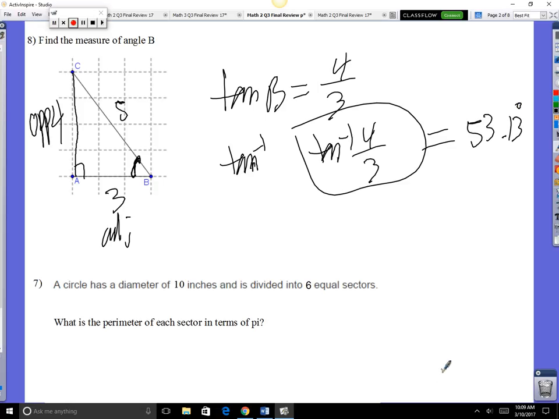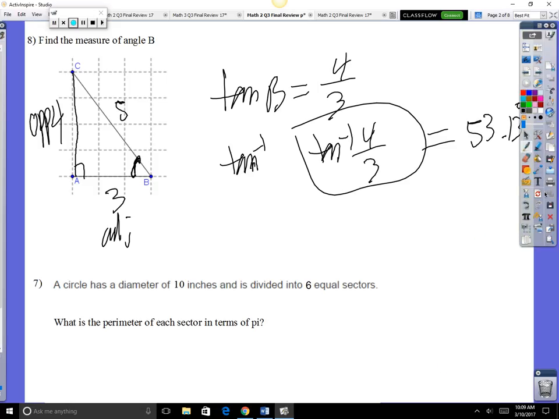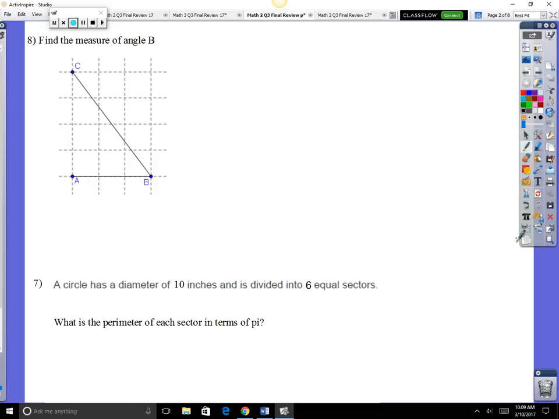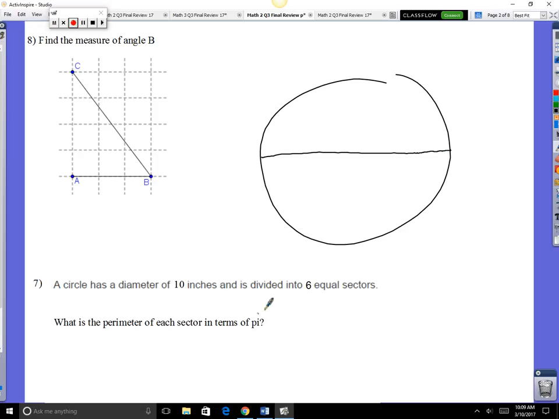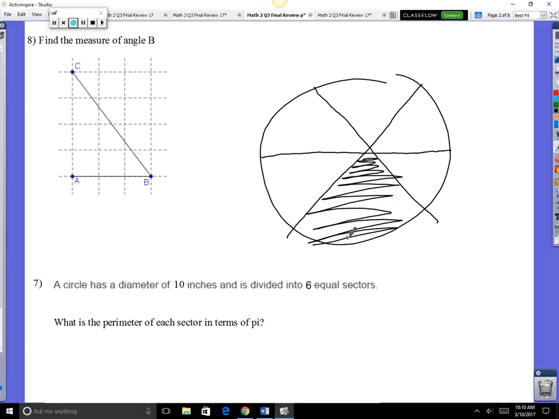Question number 7. Excellent question. You got a circle with a diameter of 10 inches, and it's divided into 6 equal sectors. A sector is like a slice of pizza. That is a sector. So we got 6 slices in the circle. The diameter is 10, that means the radius is 5. All these radii are 5.